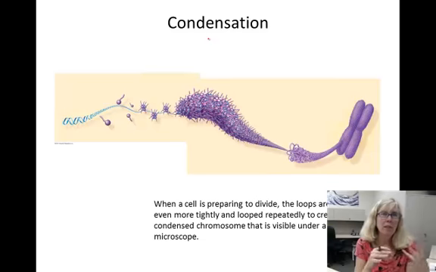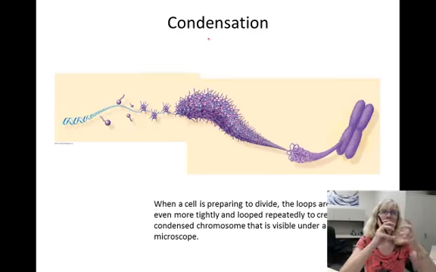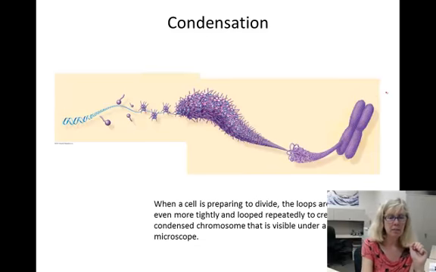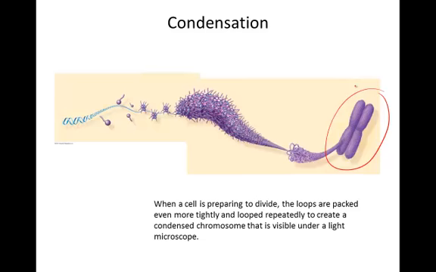Before we finish up this video with mitosis, let's look for a minute at condensation. As we saw in previous lectures, DNA is stored as nucleic acid strands wrapped around proteins in the nucleus. When a cell is preparing to divide, these loops are packed even more tightly and looped repeatedly to create a condensed chromosome that is visible under a light microscope.